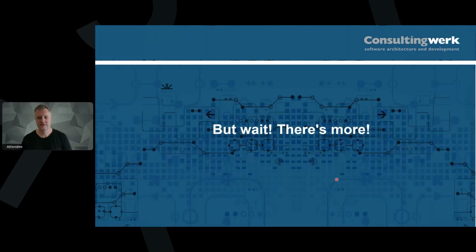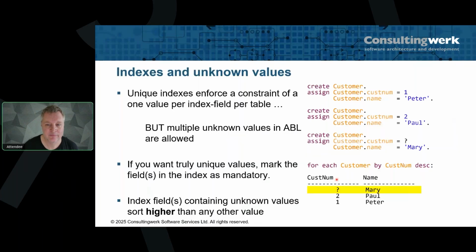All right, but wait, there's more. So indexes and unknown values, right? One of the reasons to have a unique index is to enforce a constraint, so that you have one value per that index field. Which works really nicely, except for that little pesky unknown value in ABL. So if we have an index over here that's unique on custom, we can add one with a custom of 1, we can add one with a custom of 2.